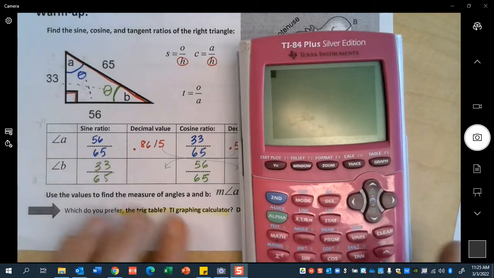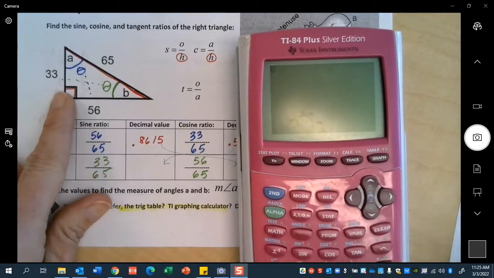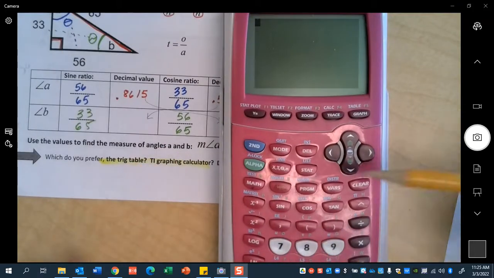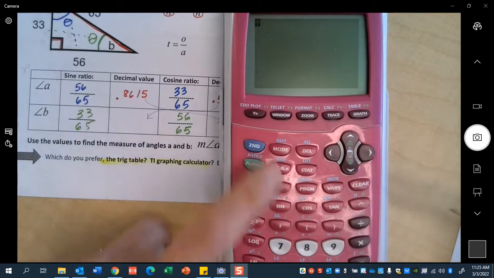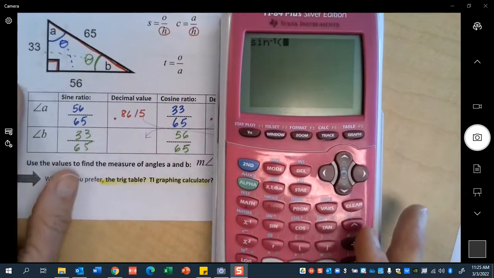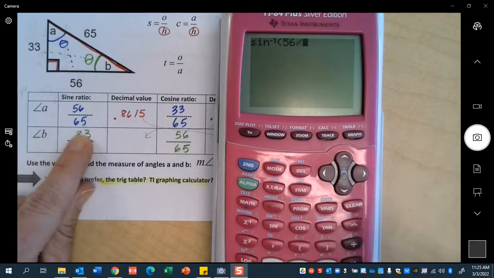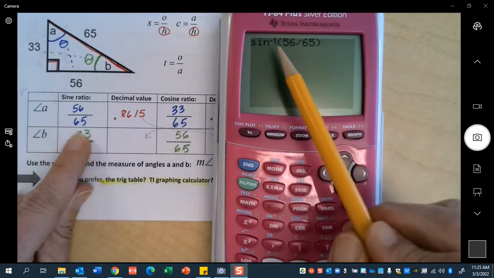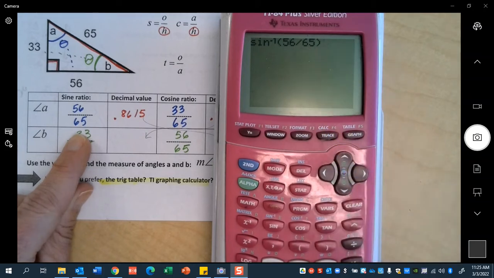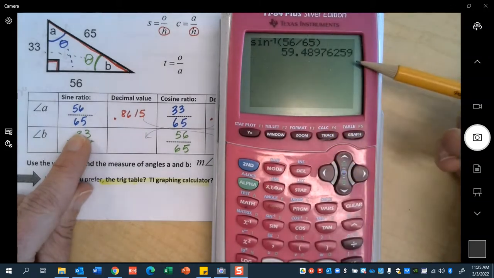So now, Ethan, because I'm looking for the measure of the angle, when I look at my sine, cosine, and tangent buttons, I'm actually going to consider these blue second functions above them because it's going to give me the angle. So second sine, so I'm looking for the angle who has the sine of 56 divided by 65. I'm looking for the angle that has this ratio between my opposite and hypotenuse. And it's going to tell me that's a 59-degree angle.